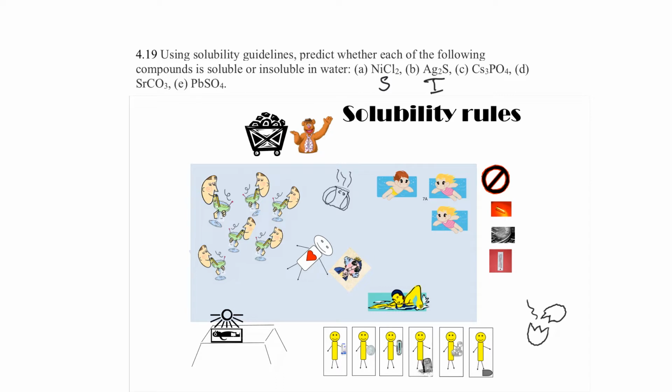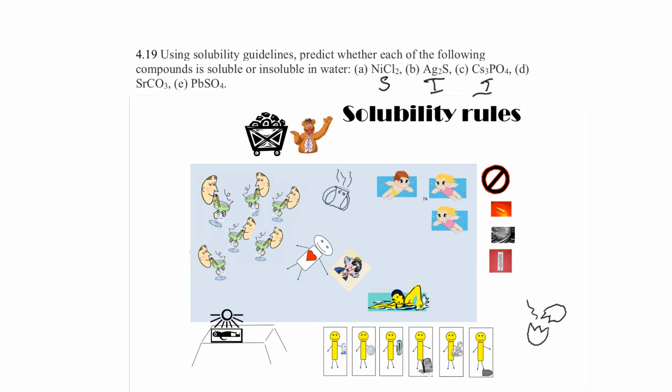All right, let's look at number 3. Cesium phosphate. Okay, well, I don't see anything in the pool or out of the pool that's phosphates. Oh, yes, I do. Fozzie Bear. Phosphate is Fozzie Bear. That's insoluble, so cesium phosphate will be insoluble.